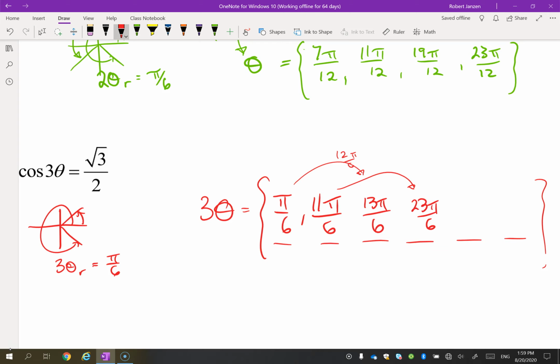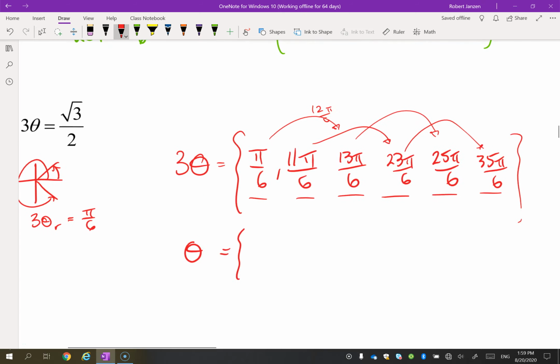And then we're going to add it again. So we'll add 2 pi to this one, 25 pi by 6, and then we'll add it to this one. And that's 35 pi by 6. Then we'll divide by 3. That's like multiplying by a third, so you get pi by 18, 11 pi by 18, 13 pi by 18.